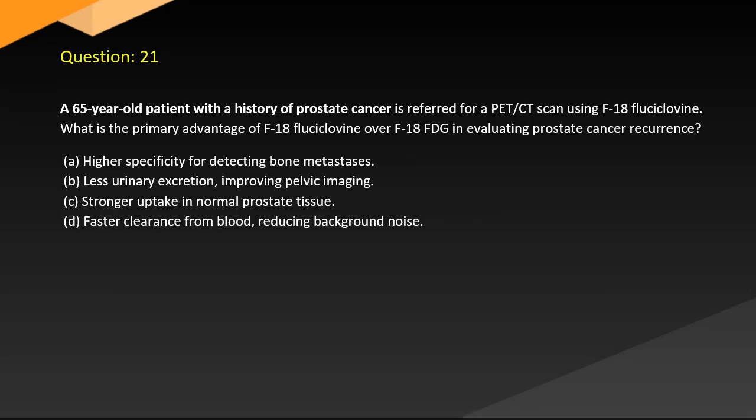Question 21. A 65-year-old patient with a history of prostate cancer is referred for a PET scan using F18-fluciclovine. What is the primary advantage of F18-fluciclovine over F18-FDG in evaluating prostate cancer recurrence? A. Higher specificity for detecting bone metastasis. B. Less urinary excretion, improving pelvic imaging. C. Stronger uptake in normal prostate tissue. D. Faster clearance from blood, reducing background noise.